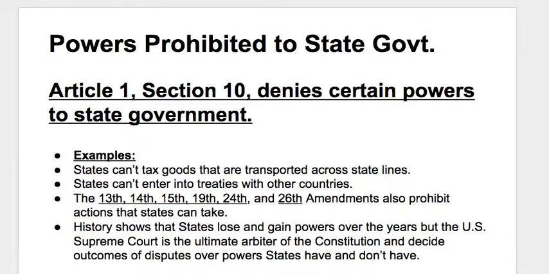So history shows that states lose and gain powers over the years, but the U.S. Supreme Court is the ultimate, basically, they're kind of like the referee of the Constitution, and they decide the outcomes of disputes over powers that states have and don't have. So sometimes the powers kind of shift back and forth between what the federal government has the power to do and what the state government has to do. Because like I said, unless it's express power, those implied or inherited powers, that's where kind of the gray area comes.